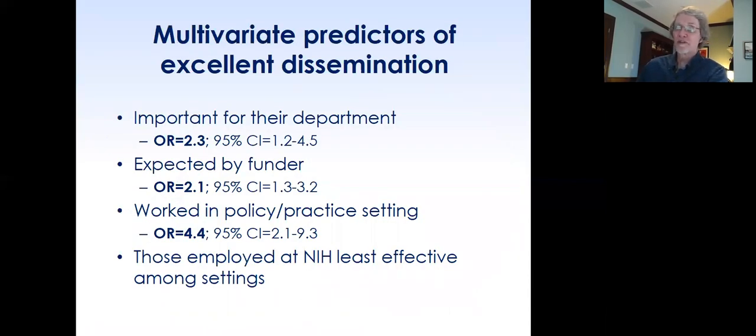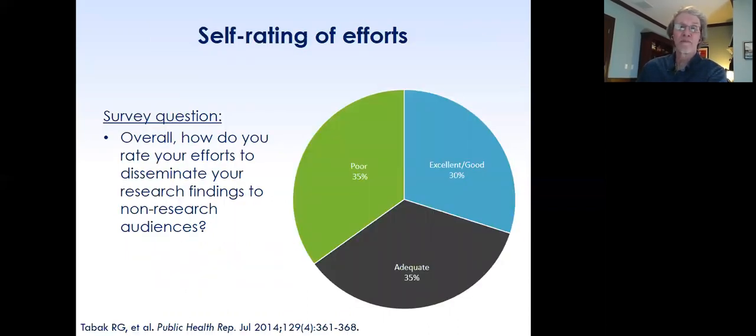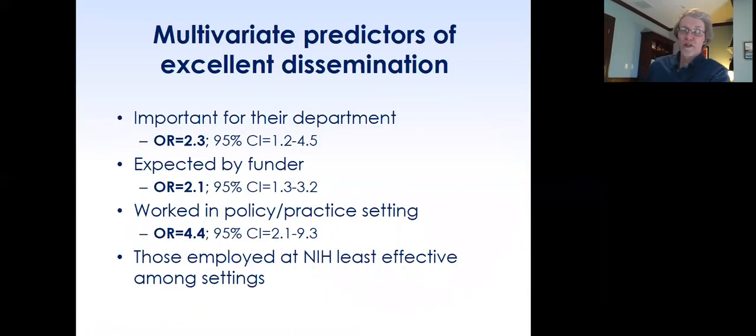In a paper here cited, the Rachel Tabak paper that I cited here on this slide at the bottom, in Rachel's work, she looked at what would predict being an excellent disseminator, and I put in here the odds ratios that are statistically significant. If it's important in your academic department, you're about 2.3 times more likely to be an excellent disseminator. If it's expected by your funding, that makes a difference. And then the biggest odds ratio by far was having previously worked in a policy or practice setting.